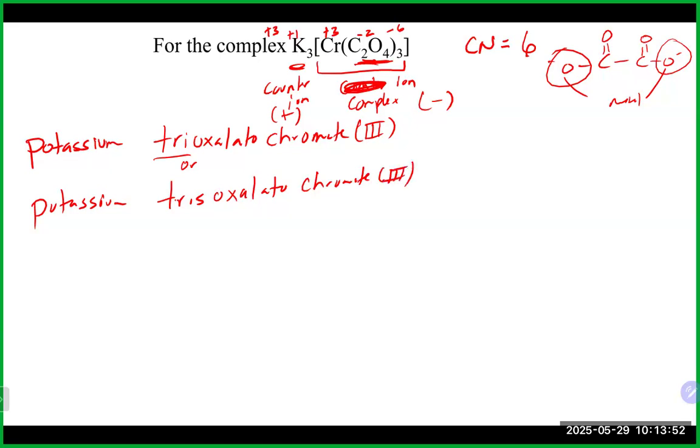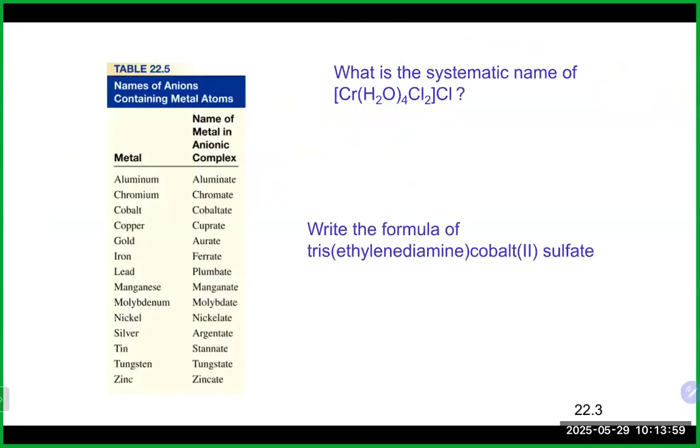Any questions on that there? All right, so why don't you try some here? Here's a few more of the metal names, old school name, regular school name there. So for the top one, we were looking for the name. Bottom one, we're looking for the formula. So see what you come up with.